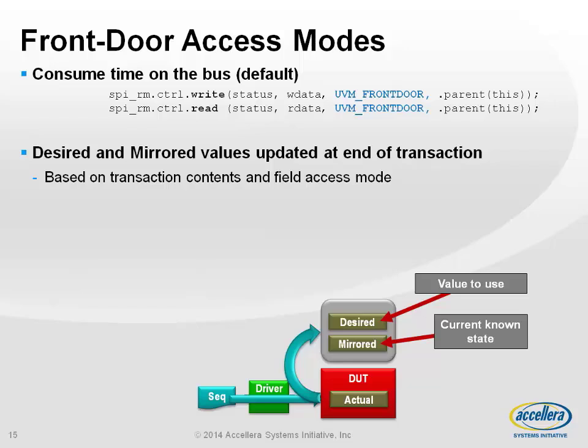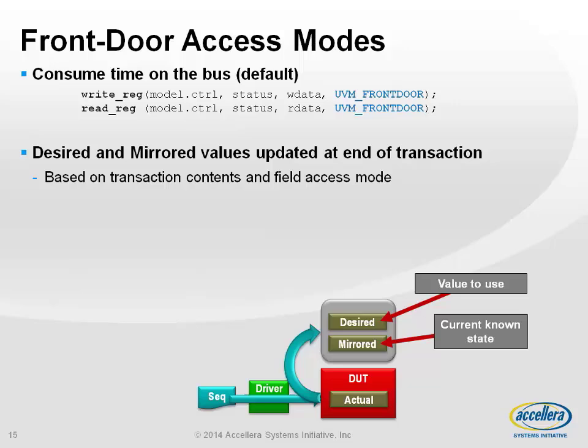So when we access the front door, we do the bus transaction, and after that happens, we have all the information we need to update the desired and the mirrored values in the register model. However, we can use methods called readReg and writeReg, which are part of a register sequence, and they automatically take care of the parent argument and the register name for you.